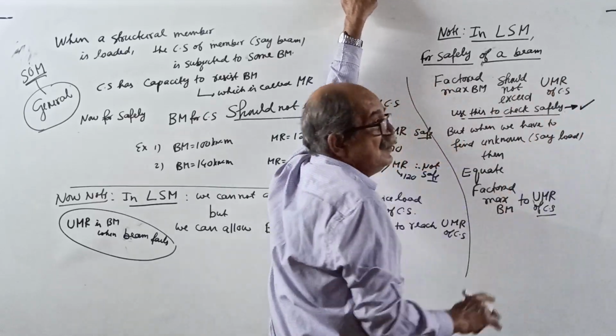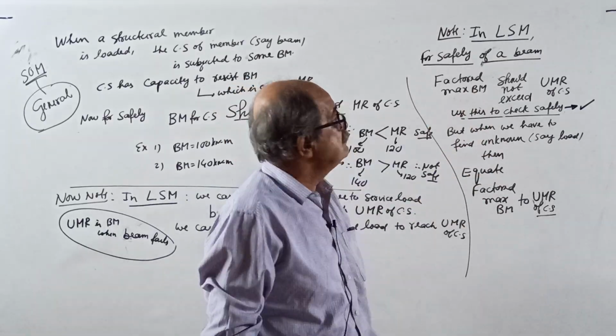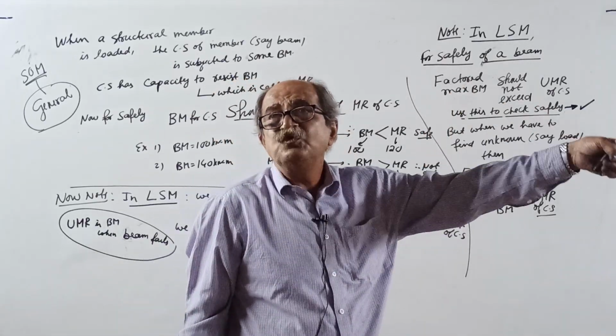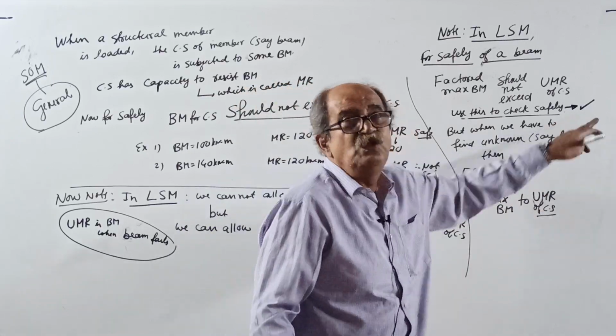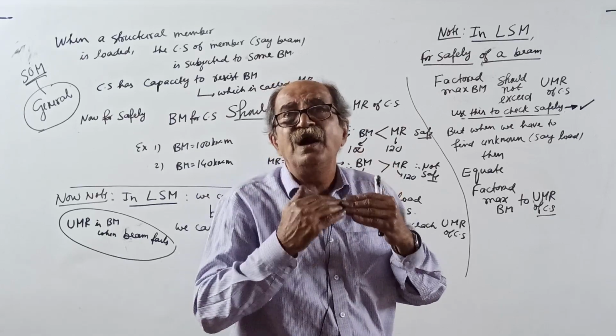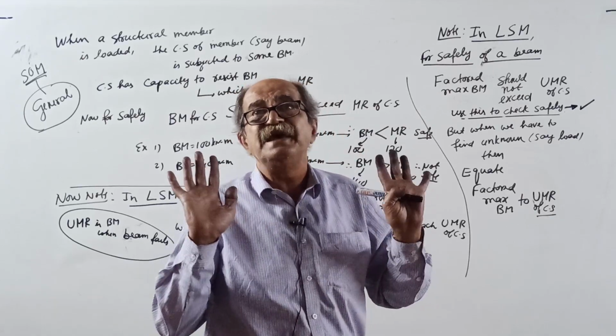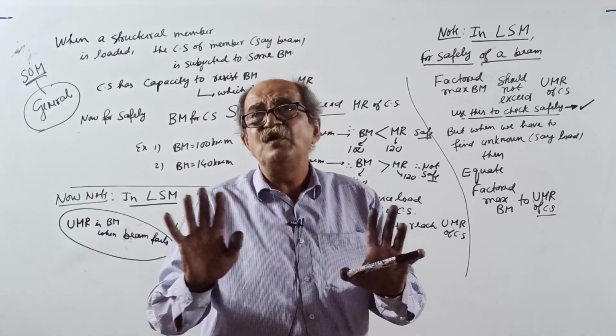Statement, you write. In such cases, find the factored maximum bending moment. Also find the ultimate MR of the cross section, right here. Compare. If that bending moment is within the MR or even equal to MR, safe. If that factored BM exceeds MR, right, not safe.